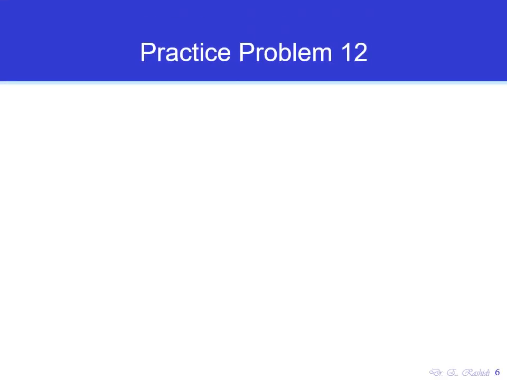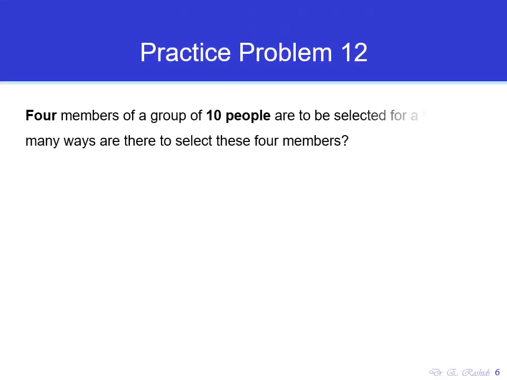Next practice problem. 4 members of a group of 10 people are to be selected for a team. How many ways are there to select these 4 members? So what this means is we have 10 different people. We want to make a 4-member team. So we want to select 4 members out of these 10 people and build a group of 4, or a team of 4. How many possibilities do we have?